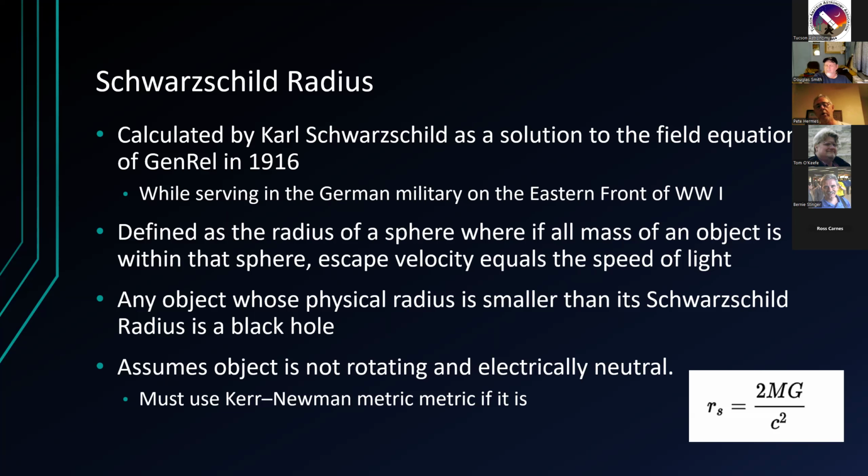And at the lower right here, we have his equation, the Schwarzschild radius, which is 2 times the mass of the object times the gravitational constant divided by the speed of light squared. So a very simple and elegant equation to describe, hey, if the sun were to turn into a black hole, how big would its event horizon be? That is essentially what this is describing.